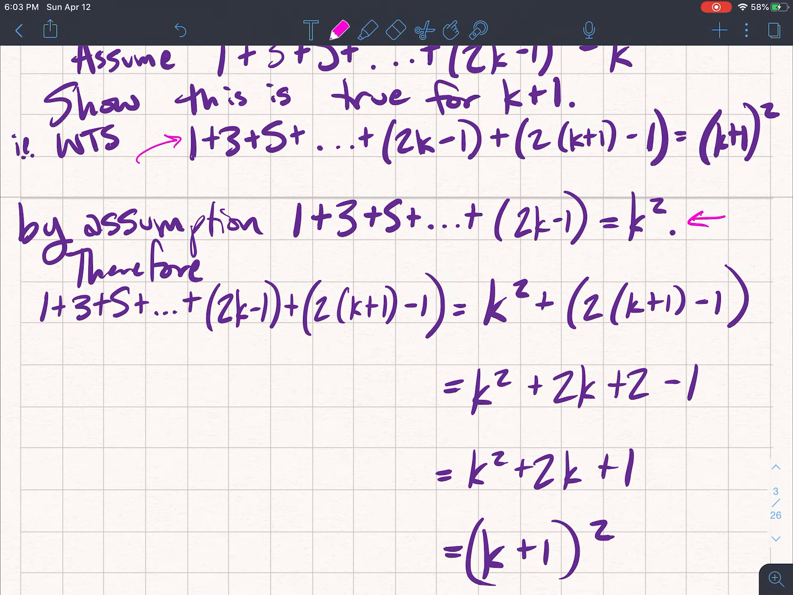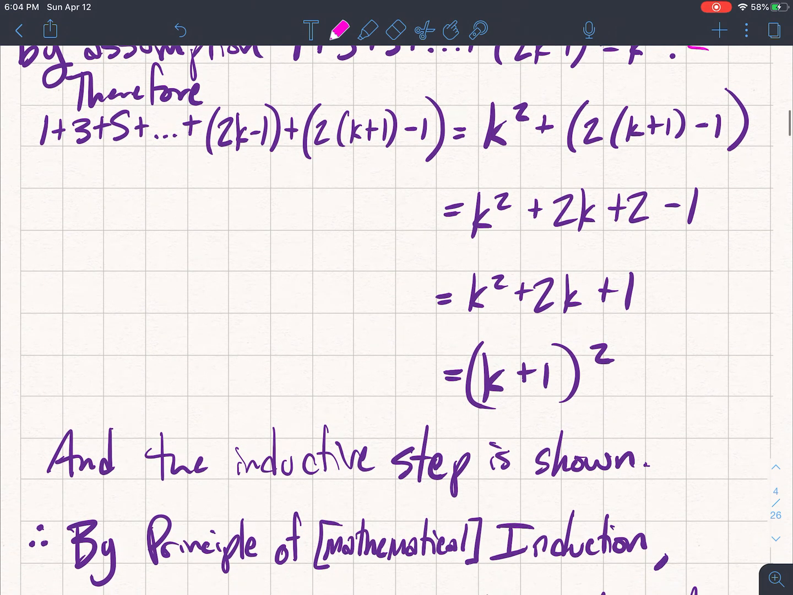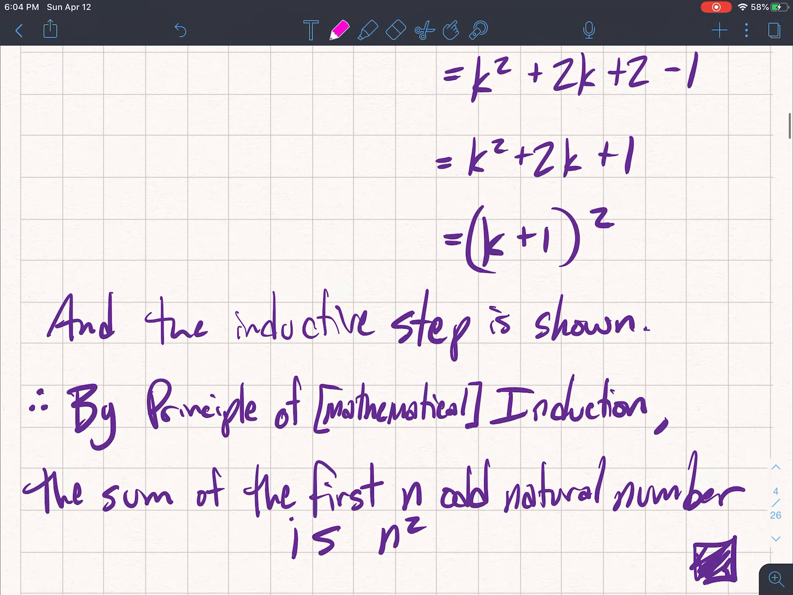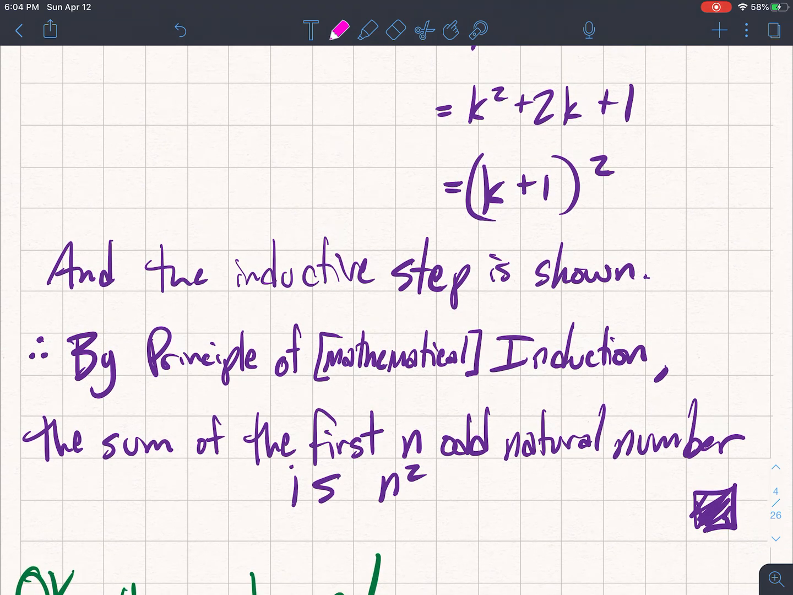There it is. I assume that the statement's true for k, and now I have shown that it's true for k plus 1. I've shown the inductive step. This means for any rung on the ladder, I know how to get to the next one. So, by the principle of mathematical induction, the sum of the first n odd natural numbers is n squared. I'm going to end the video there.